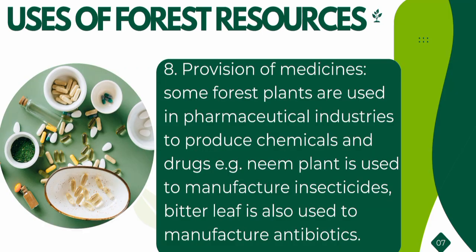The next one is provision of medicine. Some forest plants are used in pharmaceutical industries to produce chemicals and drugs. For example, the neem plant is used to manufacture insecticides. Bitter leaf is also used to manufacture antibiotics.